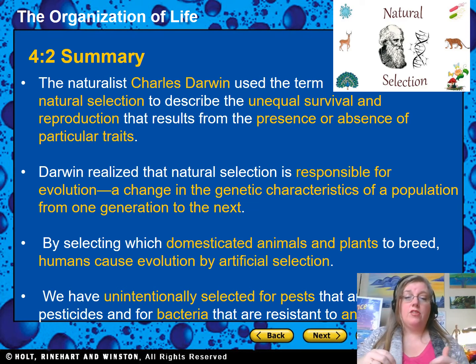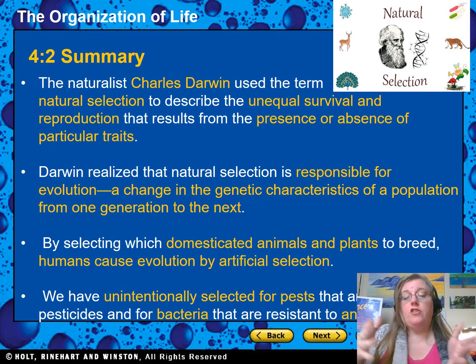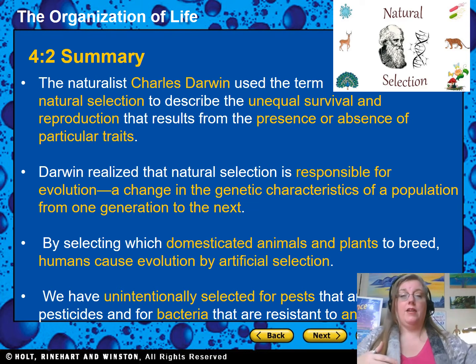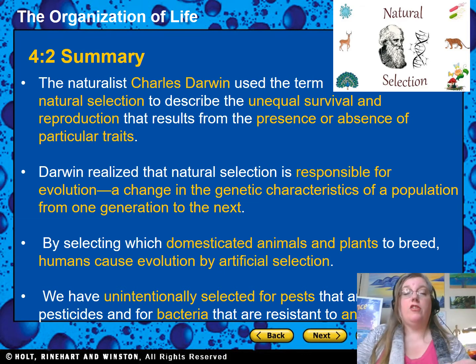Darwin realized that natural selection is responsible for evolution, which is the change in the genetic characteristics of a population from one generation to the next. If you have nature selecting for, remember, the dark mice, letting the dark mice live and pulling out the light-colored mice, eventually the whole generation will be dark-colored, and the whole population will be dark-colored. You let that continue on, and you have a whole new species. This is what we're talking about, evolution.